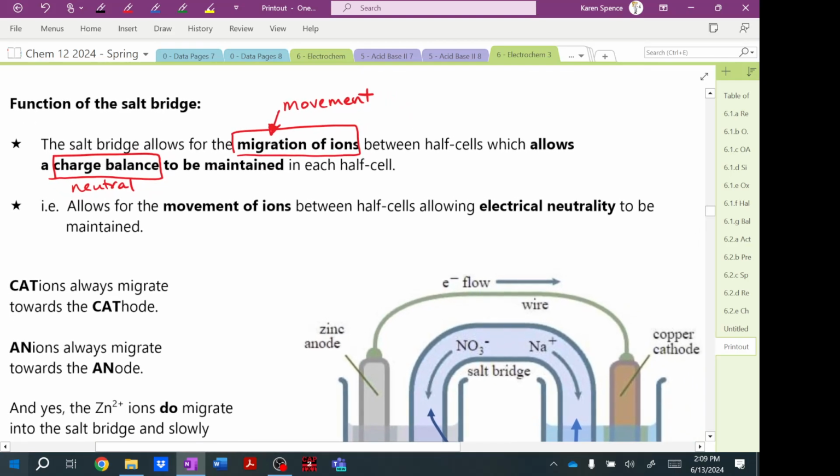The other way to describe it is to take the word migration and make it into movement. And it allows for electrical neutrality. Okay, so those are different ways of saying it.